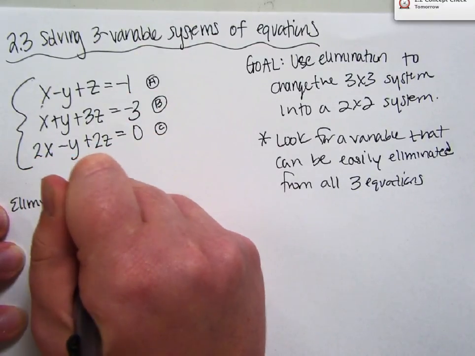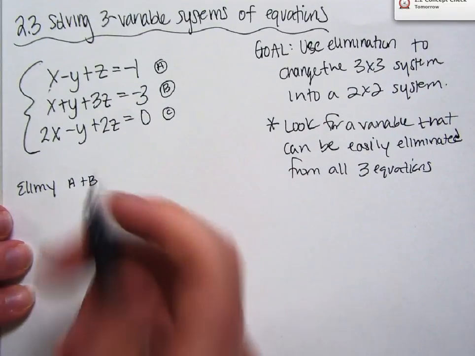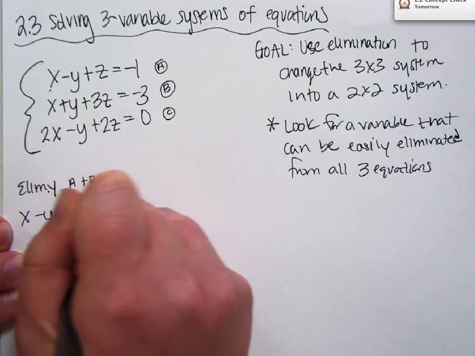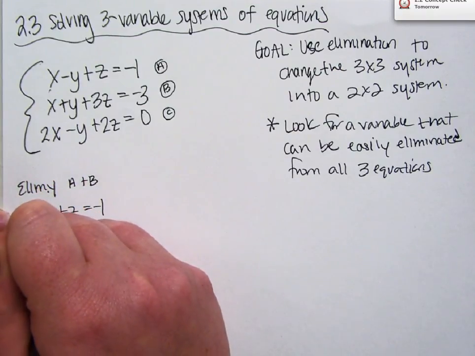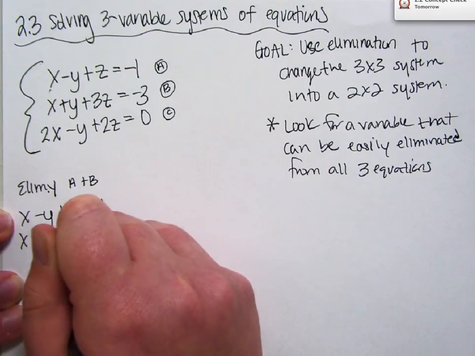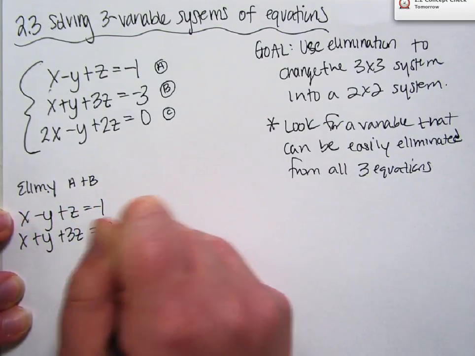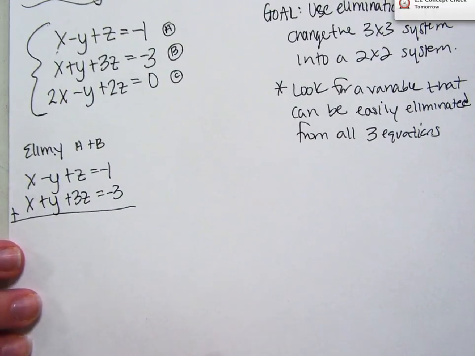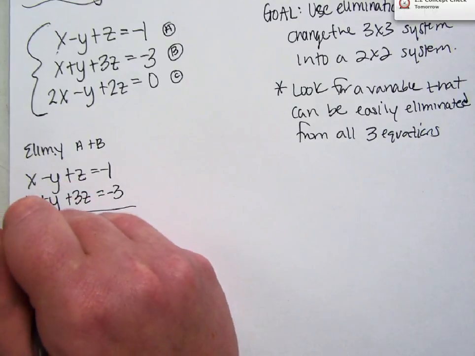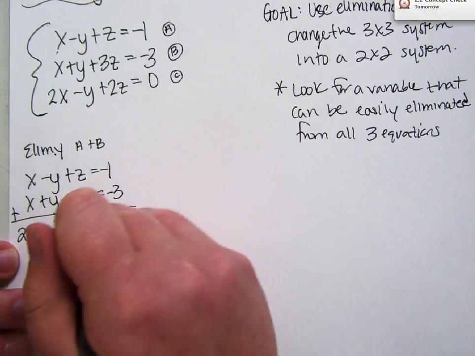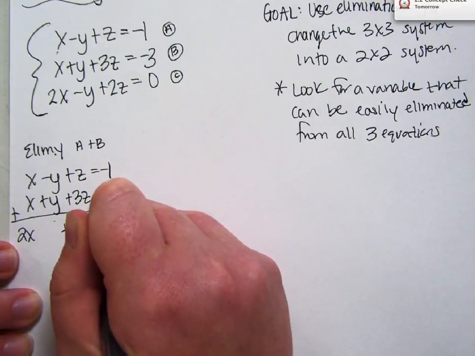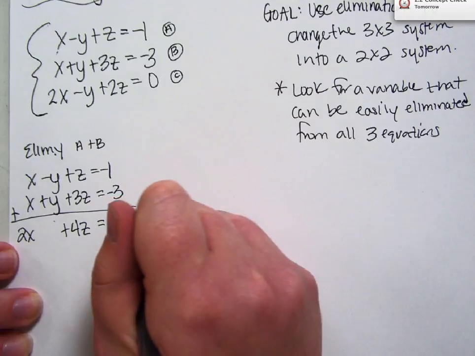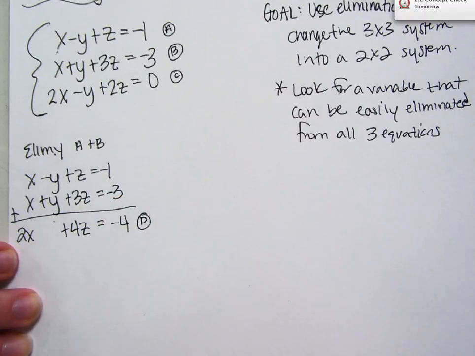So A plus B. What that will look like is equation A and equation B, and I'm going to add the two equations together. So x plus x is 2x, the y's are eliminated, plus 4z equals negative 4. I'm going to label this one equation D.